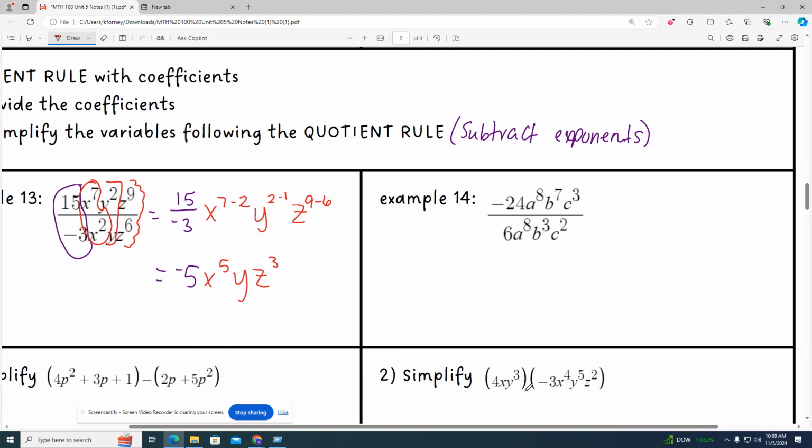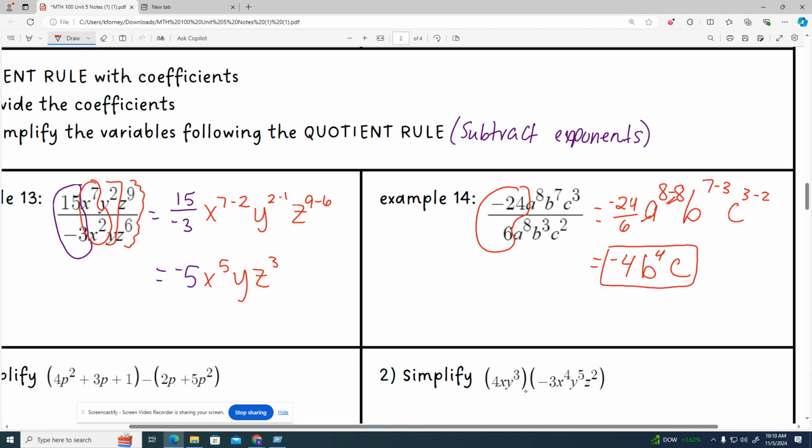Okay, example 14, we have negative 24 divided by 6. Negative 24 divided by 6 is negative 4. Now, for the A, we have 8 minus 8, which cancels. For the B, we have 7 subtract 3, which is 4. And for C, we have 3 subtract 2, which is c. Negative 4, b to the 4th, c. And what Aaron was asking before was if you had that 1 there, it's not wrong. It's just when you see me do it, I'm going to take the 1 off to fully simplify.